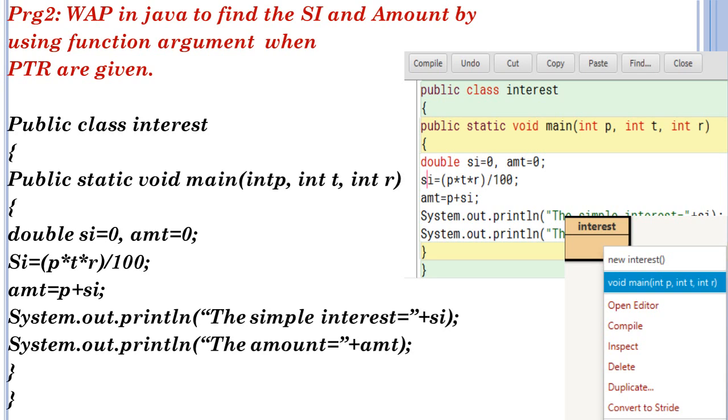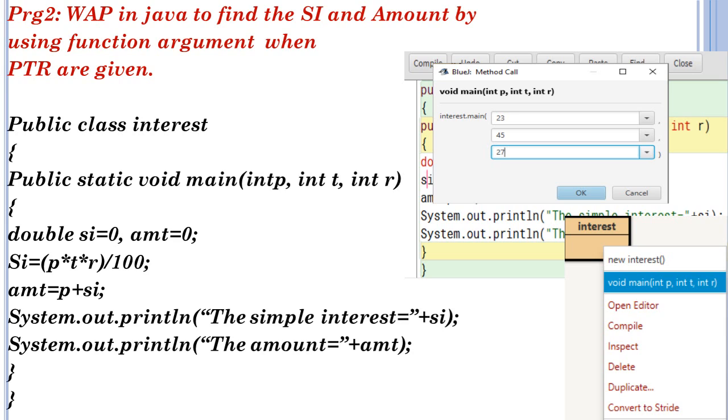You need to select that to execute. Afterwards, you will get this window. It will ask the user to enter the value for P, T and R. So I have entered P equals 23, T equals 45, R equals 27. It will calculate everything, simple interest and amount, using these formulas, and display the output like this.